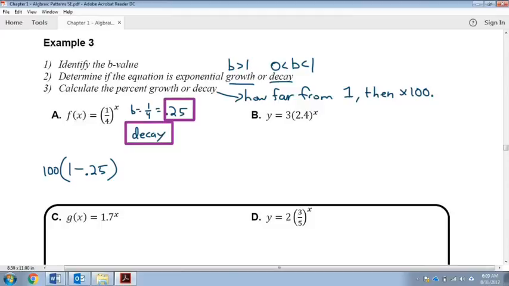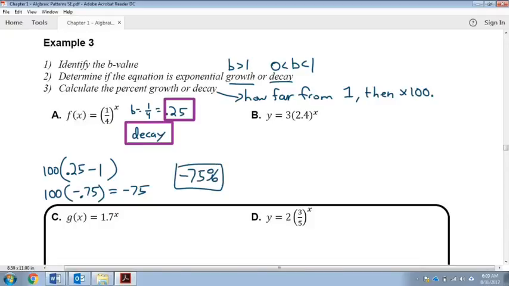Actually, I need to write that the other way, because it's going to give me a false answer. It's going to give me the wrong direction. So 0.25 minus 1, we're going to subtract 1, then multiply by 100. So 0.25 minus 1 is minus 0.75 times 100. Multiply that by 100, you get a negative 75. So we went down 75%.